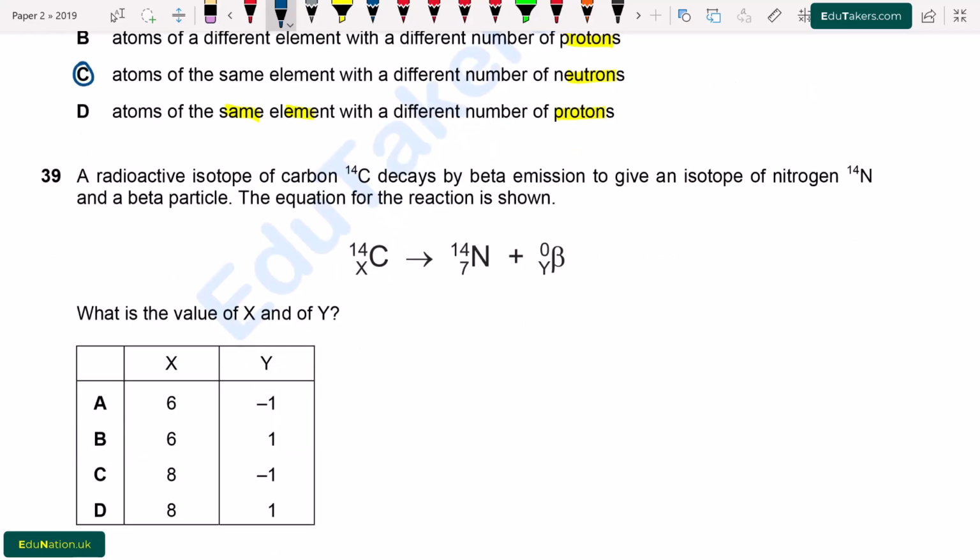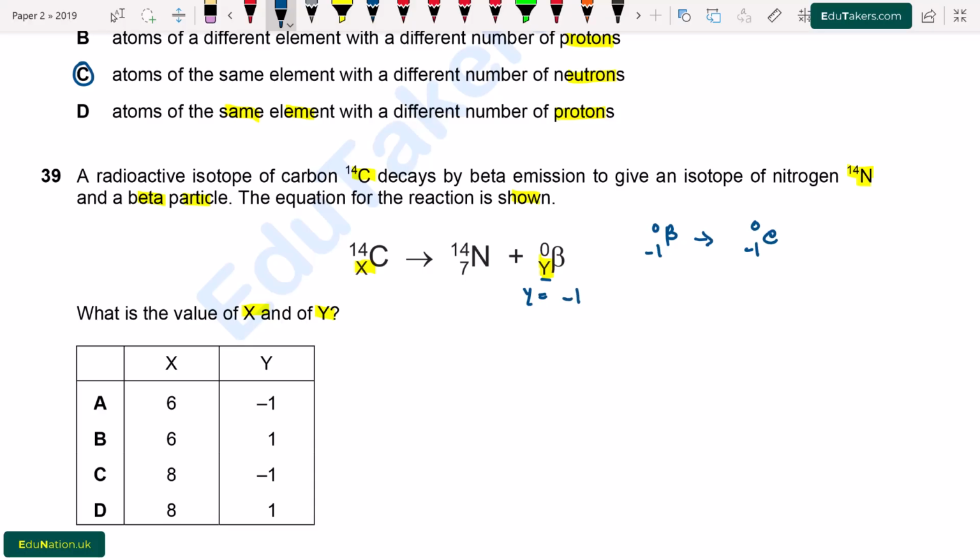Question number 39. A radioactive isotope of carbon-14 decays by beta emission to a given isotope of nitrogen-14 and beta particle. The equation for the reaction is given. What is the value of x and y? Here we have to find out the value of x and y. First of all, we know that beta particles are just like electron, 0 and -1.